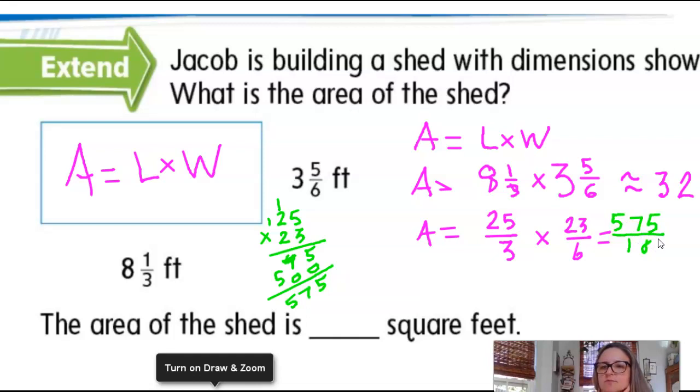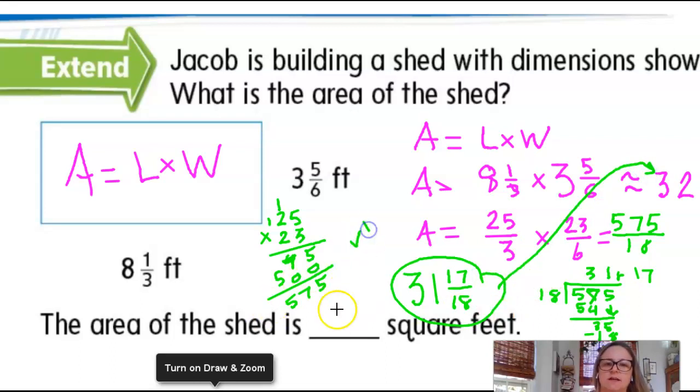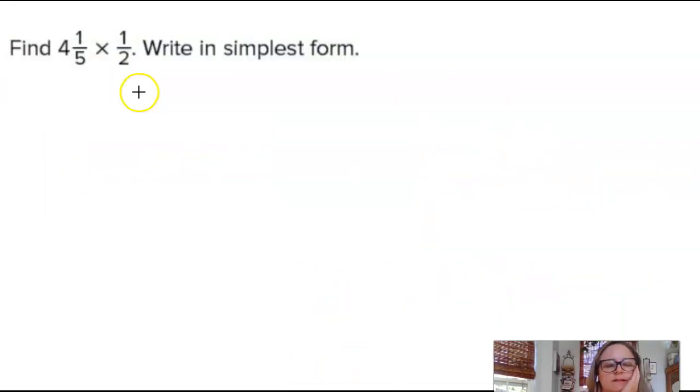Now it's a division problem, right? 575 as a mixed number, 31. The remainder is my numerator, and my denominator is my divisor. 31 and 17/18. 17/18 is almost 1. Added to 31, I get about 32. And I check to see if that makes sense according to my estimate. 32, it does. It checks. The area is 31 and 17/18.